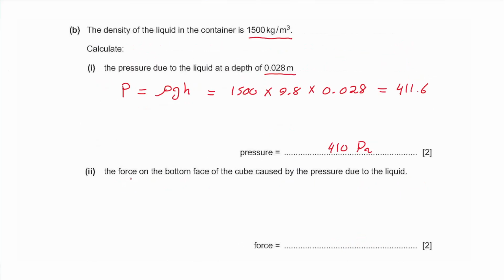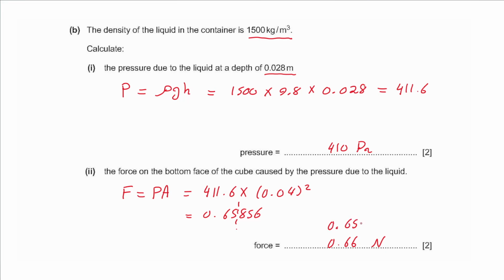Part B double I says calculate the force on the bottom face of the cube caused by the pressure due to the liquid. So the force is equal to pressure multiplied by area. We substitute 411.6 multiplied by the area of a cube, which is the square of one side. So we calculate 0.04 squared. That gives an answer of 0.65856 approximately. We can do a further approximation to make it 0.66 newtons, or we can approximate it to 3 significant figures to make it 0.659.